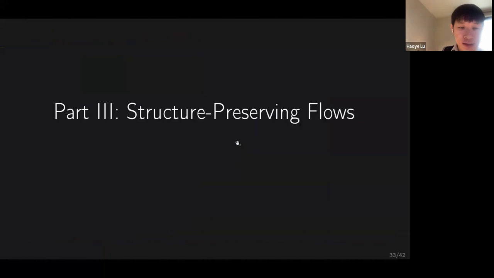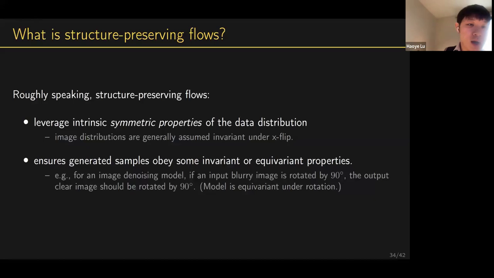All right, this is the end of part 2. For part 3, I will discuss some interesting results about structure-preserving flows. So what is a structure-preserving flow? Roughly speaking, a structure-preserving flow tries to leverage some intrinsic symmetrical properties of the data distribution to generate samples that obey some invariant or equivariant properties.